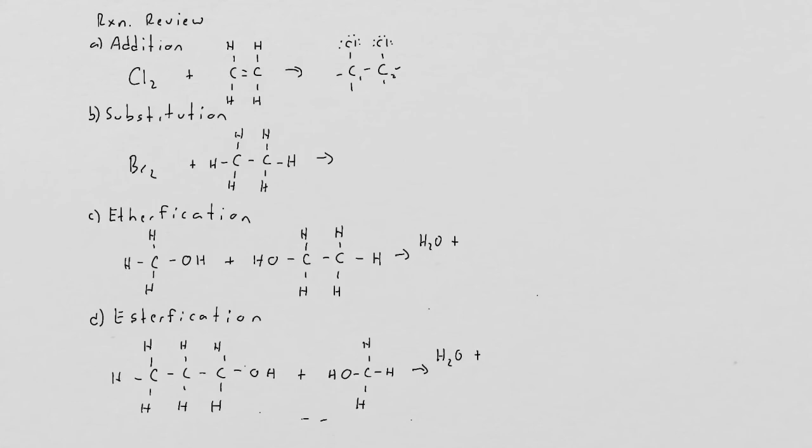1,2-dichloroethane. Only one product here. If this was hydrogen right here, reacting, you would end up with the two hydrogens on here, and it would go from being ethene to ethane.